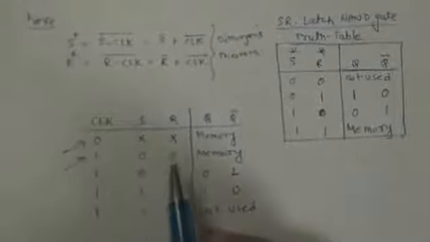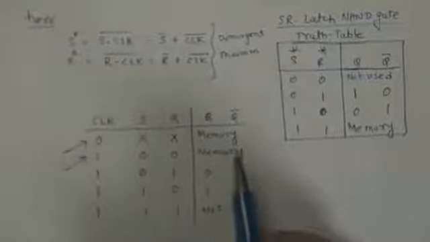So having a look at this table, you can see that in this combination of 1 1 we are getting the same memory state again. So that is what we have written over here. When we applied the clock and when S is 0, R is 0, it is a memory state. That is, there is no change in the outputs.